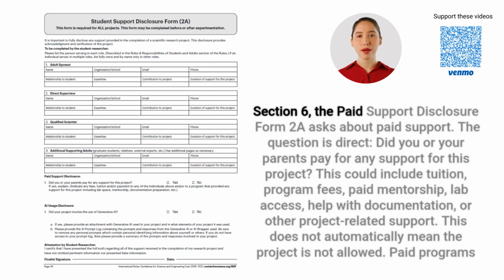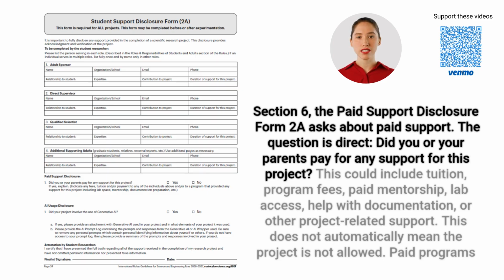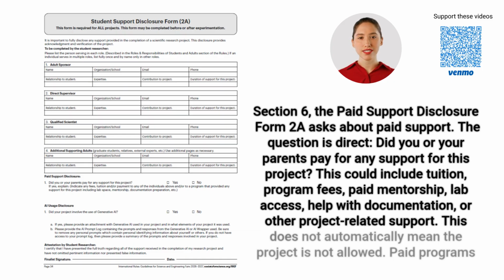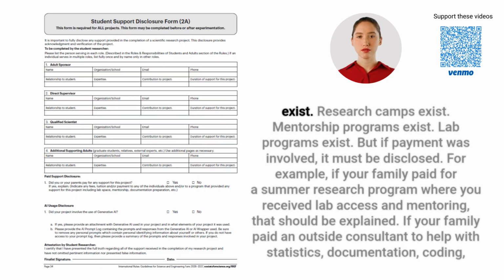Section 6, the Paid Support Disclosure Form. 2A asks about paid support. The question is direct. Did you or your parents pay for any support for this project? This could include tuition, program fees, paid mentorship, lab access, help with documentation, or other project-related support. This does not automatically mean the project is not allowed. Paid programs exist, research camps exist, mentorship programs exist, lab programs exist. But if payment was involved, it must be disclosed.